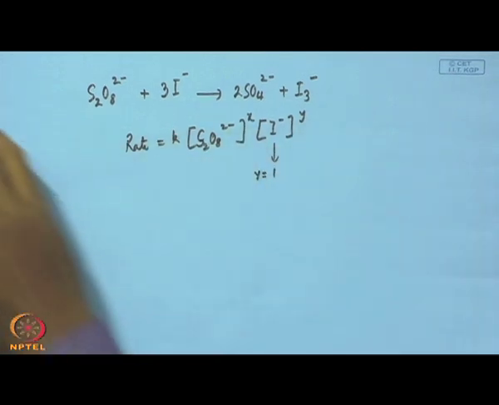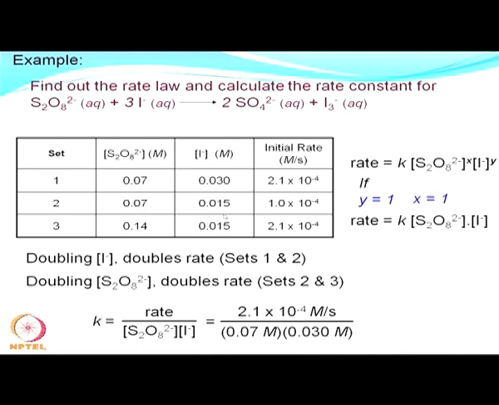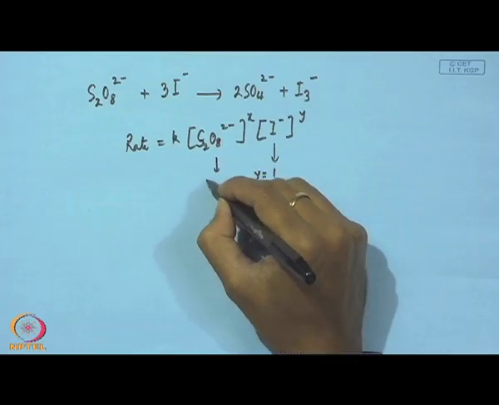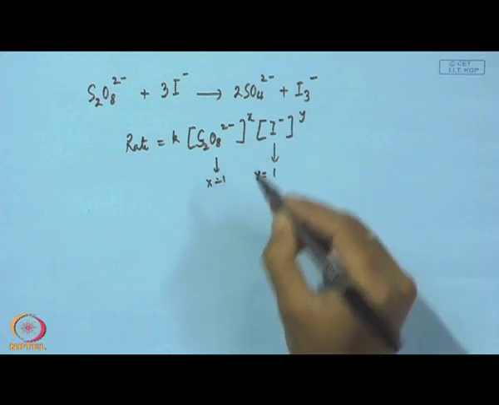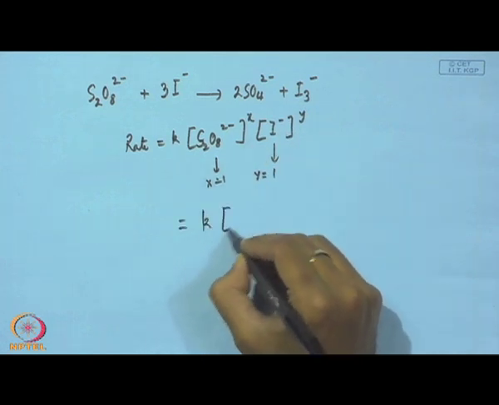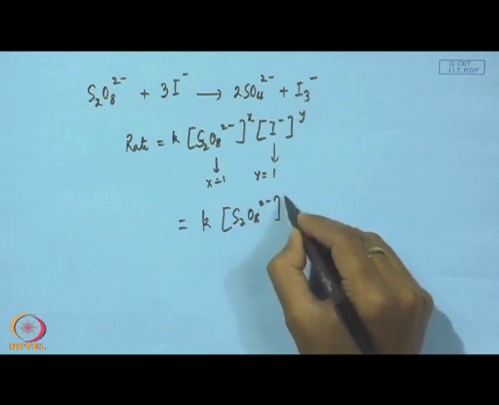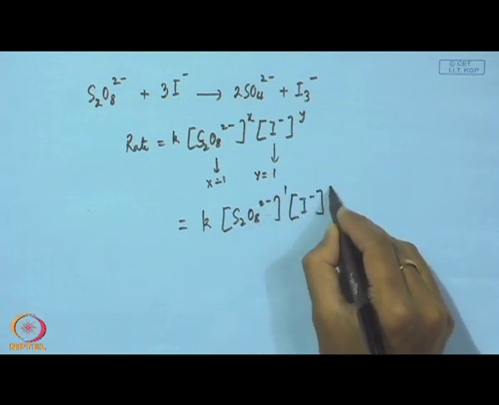Now, what about x? In these two cases, 2 and 3, the iodide concentration remains the same. So, we are now looking at the effect of change of concentration of persulfate. It is 0.07, doubled to 0.14, and you see that the initial rate is doubled. That means, again in the same way, we can say that for persulfate x is 1. So, the rate is nothing but k into [S2O8 2-] to the power 1 and [I-] also to the power 1.